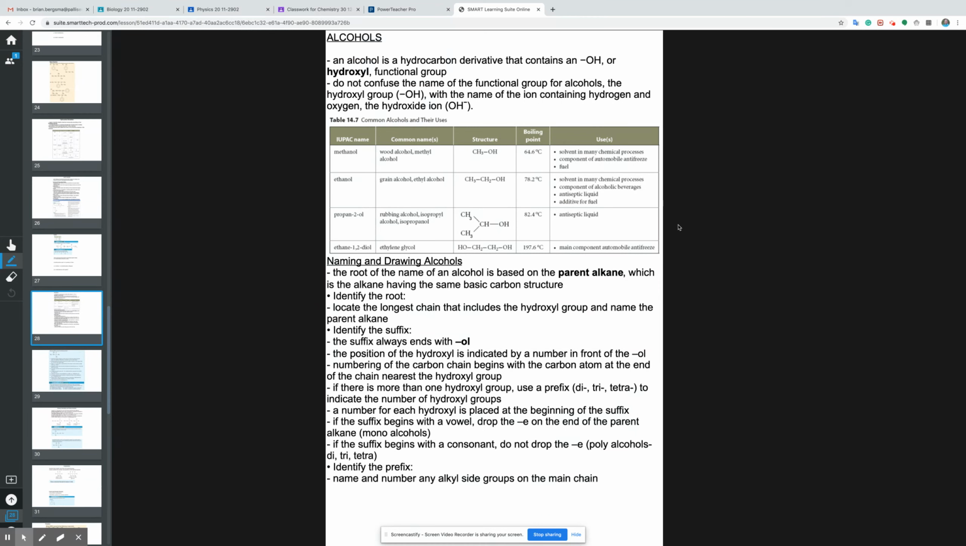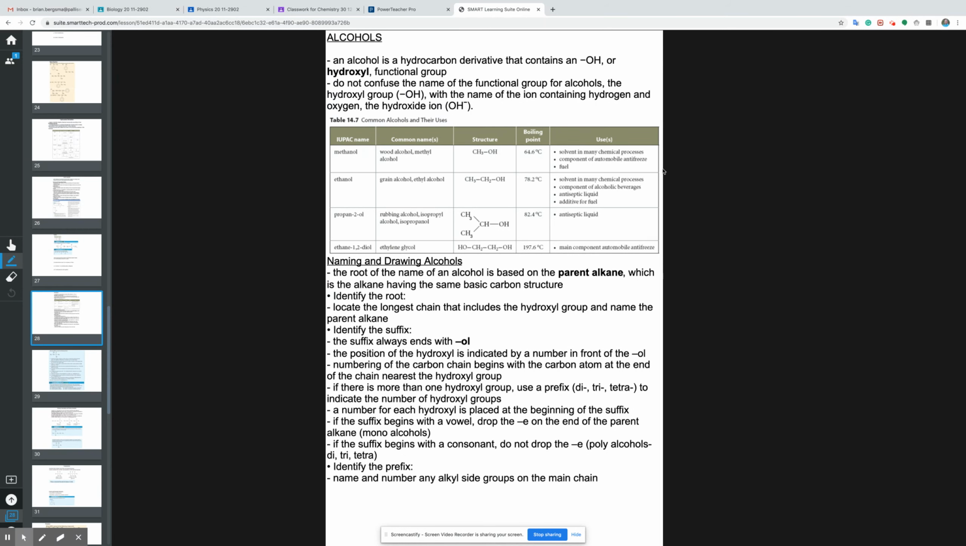So some common alcohols and their uses. The first one would be methanol. As we see here, it has 1 carbon, so meth, and then the OH group coming off, so methanol. Wood alcohol and methyl alcohol are some common names for it. It's a solvent used in many chemical processes. It's a component of antifreeze in our automobiles, also used in fuel.